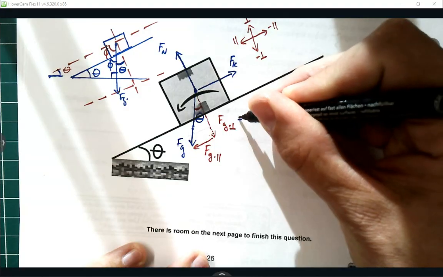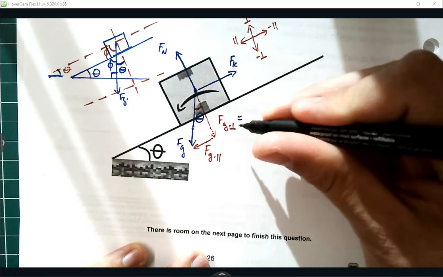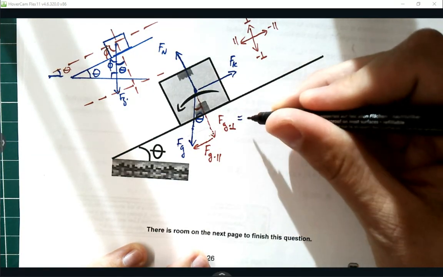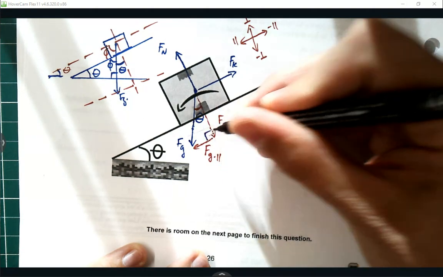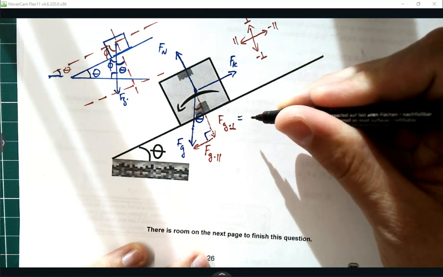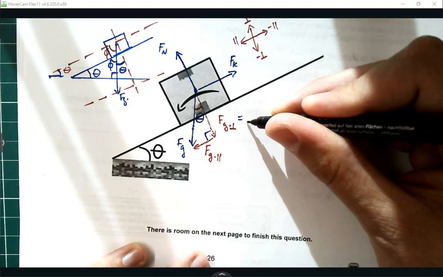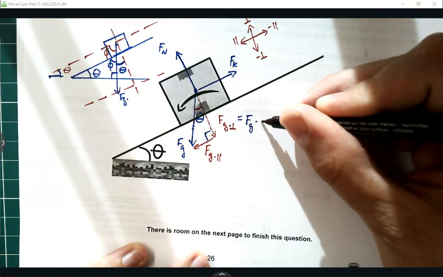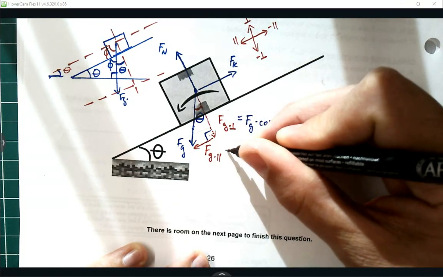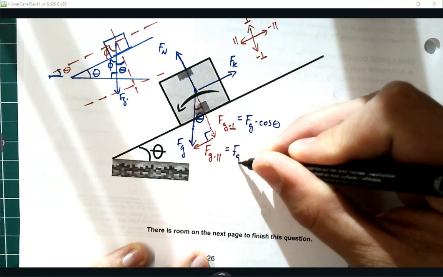We can say, okay, well then FG perpendicular has to be equal to, because look, hey, FG perpendicular is the adjacent, because these two vectors are at right angles to each other by definition, perpendicular and parallel. FG perpendicular has got to be FG times cos theta, and FG parallel has got to be FG times sine theta.